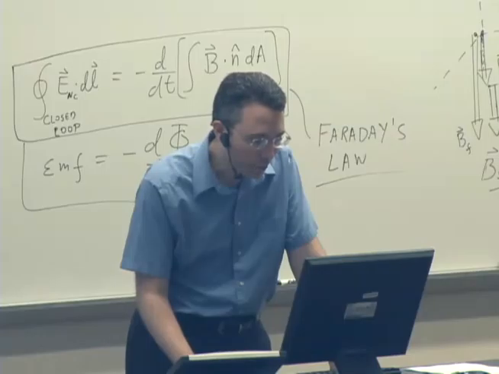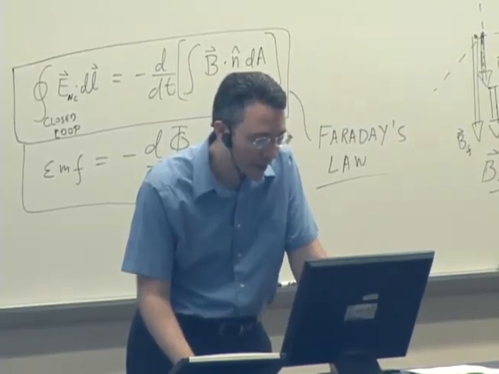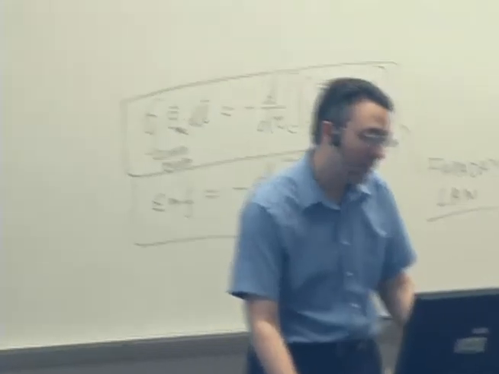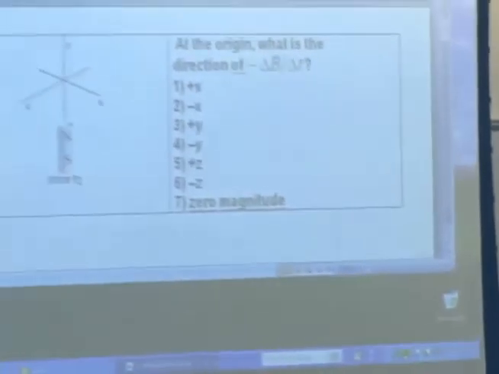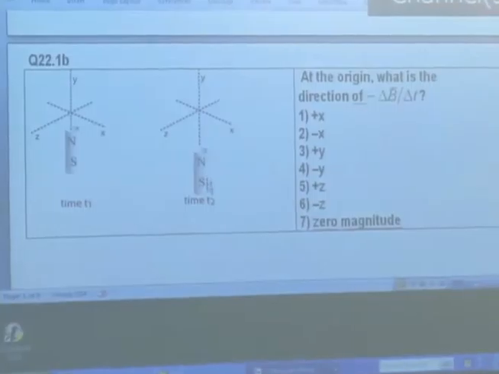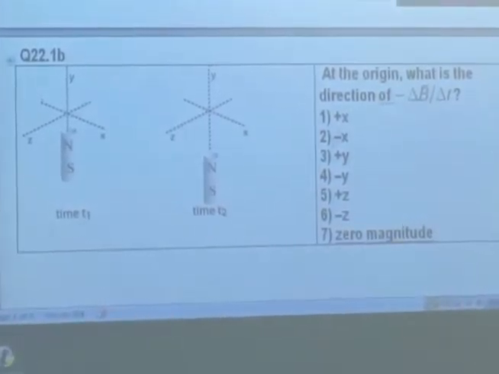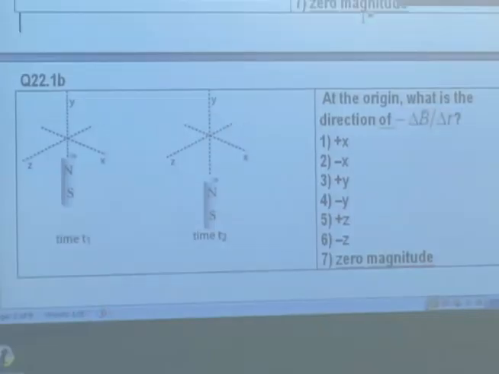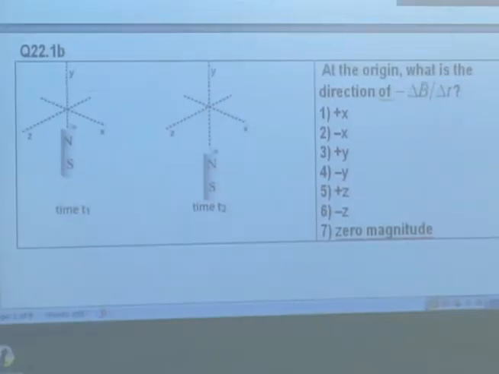Let's try another one. Now you can kind of get the idea. Similar sort of thing. We have the North Pole closer to the origin. Now we're moving the bar magnet farther away. Be careful here of the sign because I'm asking for negative delta B over delta T. So the steps are: first find B initial, find B final, find the change, then find the negative change divided by a short amount of time. We're just dividing by a positive number there.